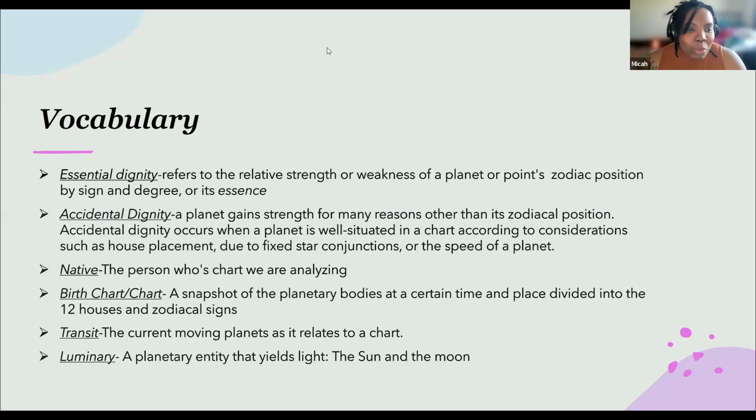Transit. So a big difference: a birth chart is a snapshot. Transits are what is currently moving and happening. Think of a bus. It is in motion, it is transiting something, it is passing by something.